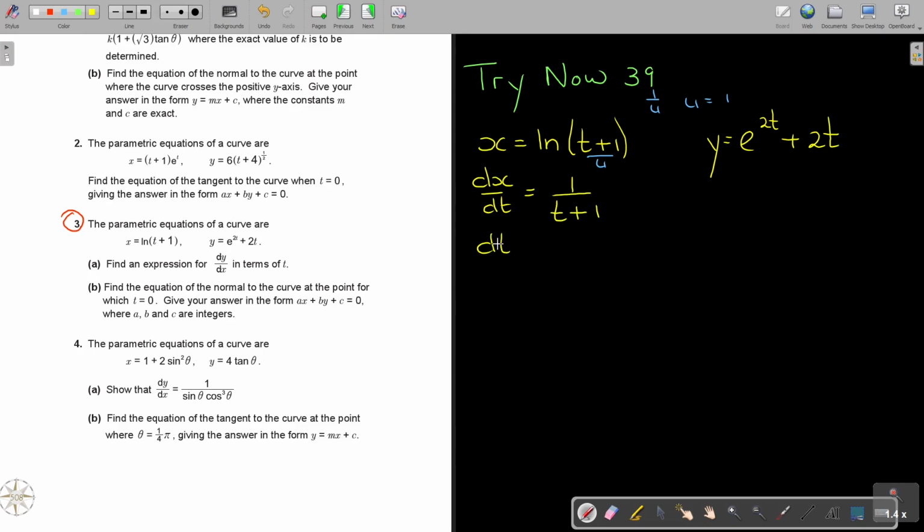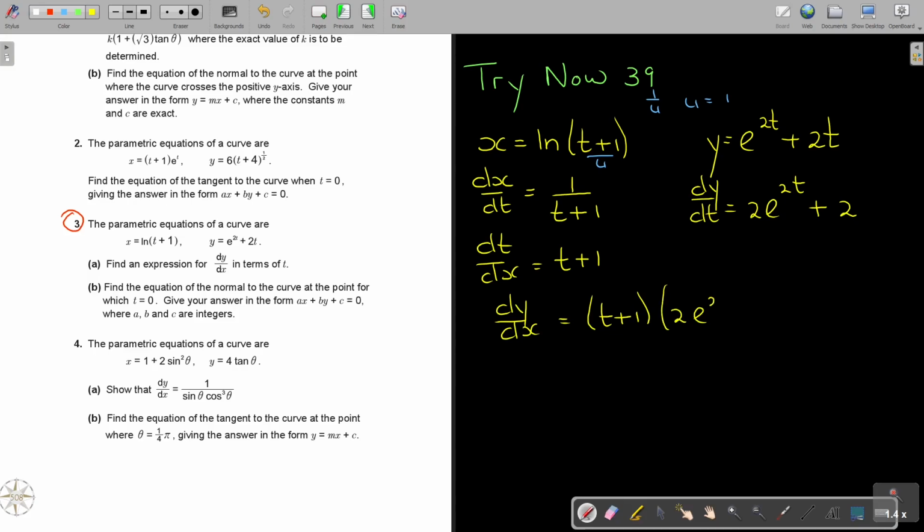And if I swap it around, it's t plus 1. And then this one, dy over dt, is equal to 2e^(2t) plus 2. Okay, so if I multiply this now, dy over dx, I'm going to get this times t plus 1. I can multiply it in, but I'm going to leave it like that. It's not really going to make such a difference. Okay, there's my differentiated formula, so that will be my number A. And now I will start with number B.